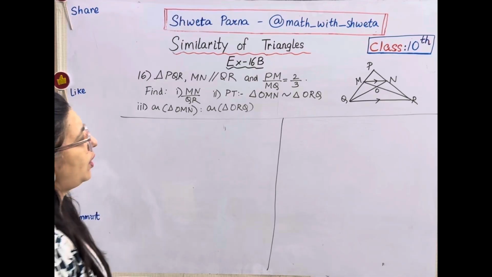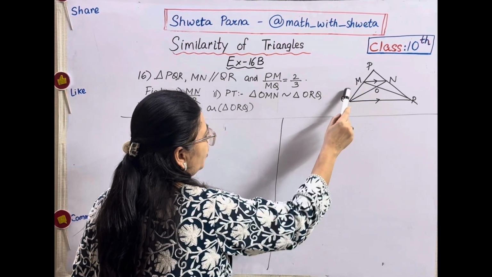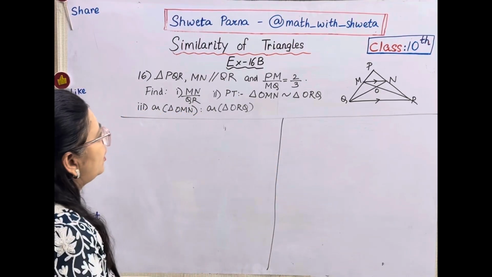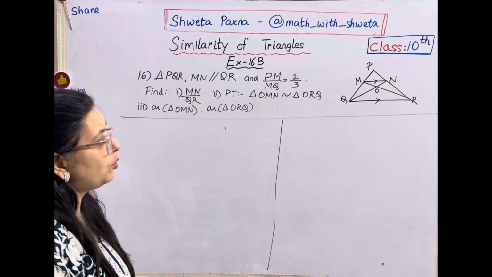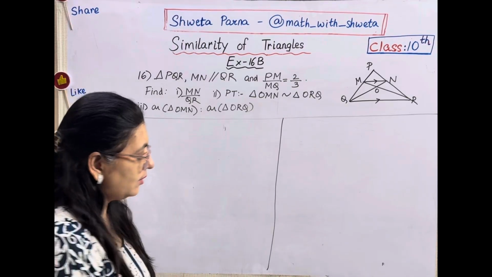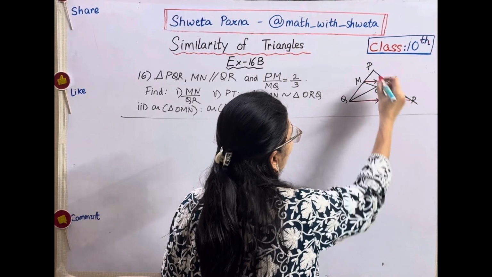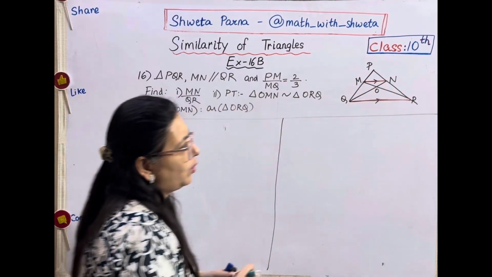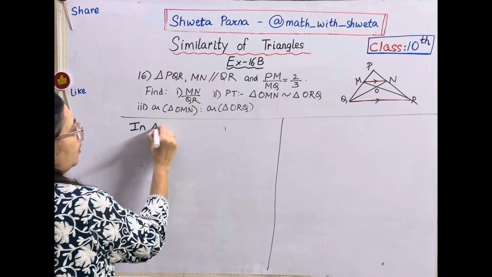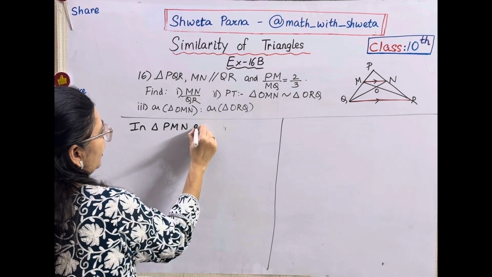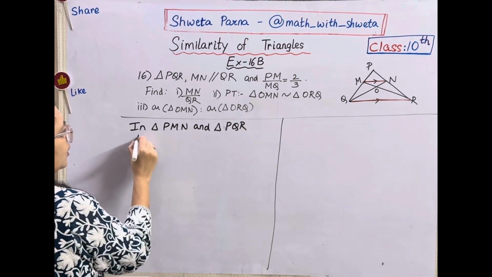In triangle PQR, MN is parallel to QR and PM to MQ is 2:3. You have to find MN and QR. So what will you do? First you will find which two triangles are similar. Which triangle will you take? You have to find MN and you have to find QR. So you will take PMN and PQR. Correct? So in triangle PMN and triangle PQR. First, angle P is common.